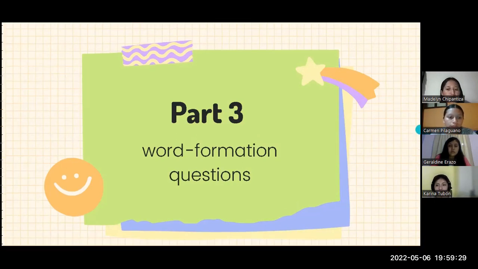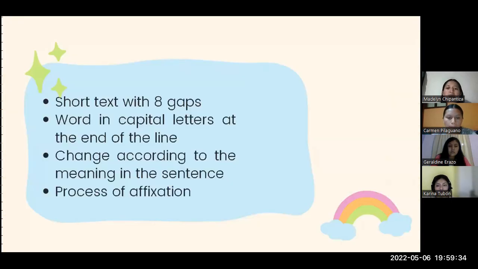Part 3 has word formation questions. Word formation questions consist of a short text with 8 gaps. For each gap, there will be a word in capital letters at the end of the line, which the candidate has to change according to the meaning in the sentence. The purpose of part 3 is to evaluate the appreciation of word formation. It means to evaluate the knowledge, analysis, and interpretation of the process of affixation. For example, the use of parts of speech, prefixes, and suffixes.